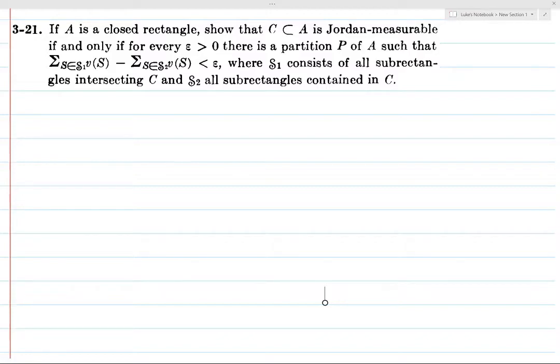And the basic idea here is that S1 is all subrectangles which intersect C, and S2 is all subrectangles which are contained in C. If you take all the rectangles that intersect C and remove all the ones that are contained in C, what you should end up with is a cover of the boundary. And so if you can get a cover of the boundary which is less than epsilon for any epsilon, that means that the boundary has measure 0, and that's precisely what it means to be Jordan measurable.